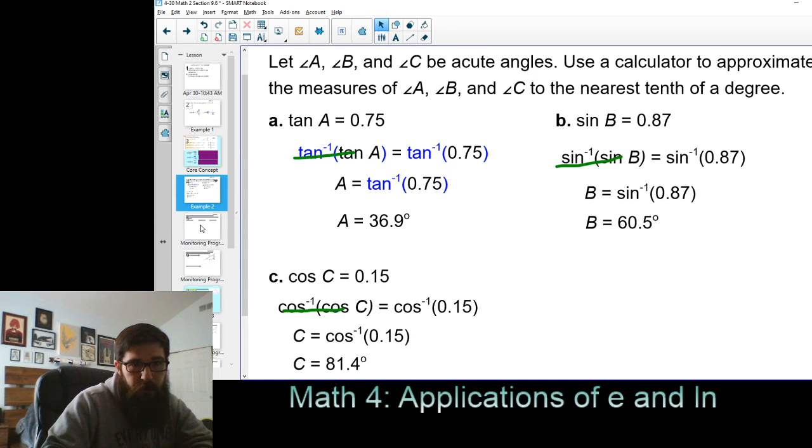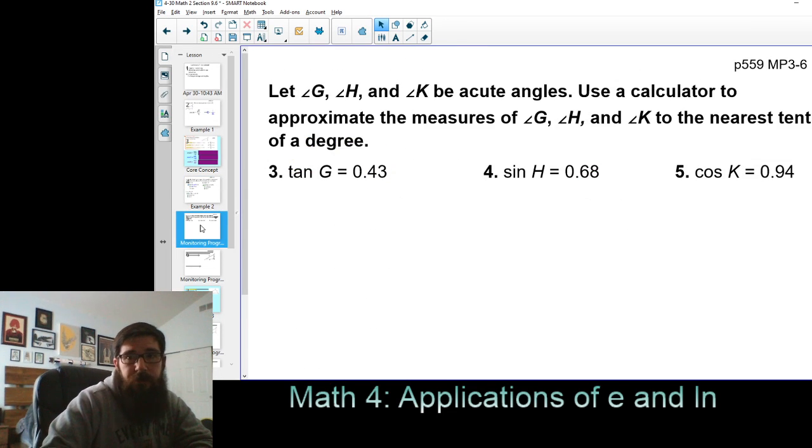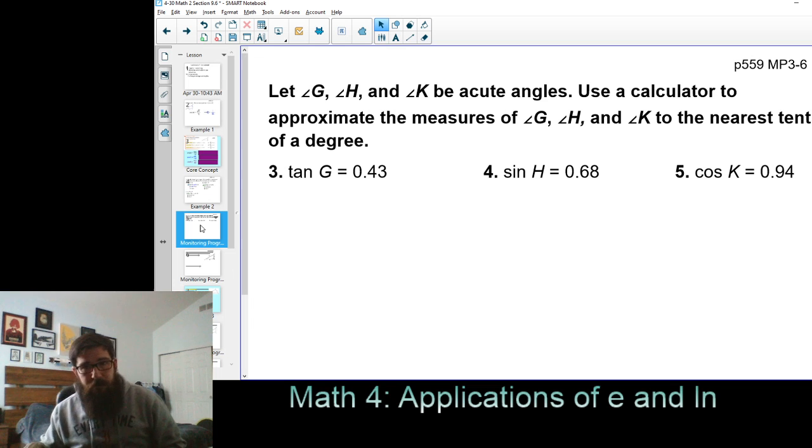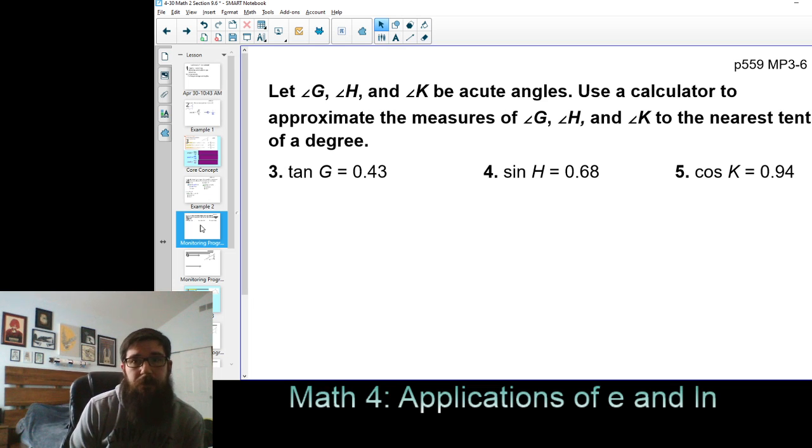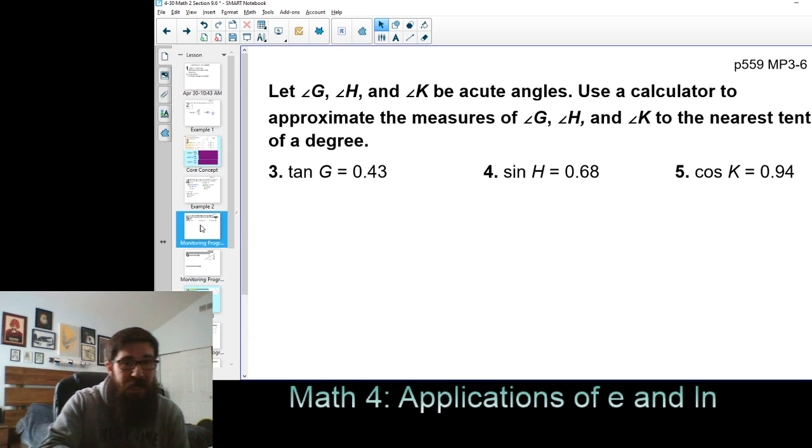Seems like we got somebody here. Cool. So the next ones, it's page 559, monitoring progress, number 3 through 6. If you're watching later, I would say pause it, try and do these on your own and see how they match. I'm going to do the quicker version at this point now.